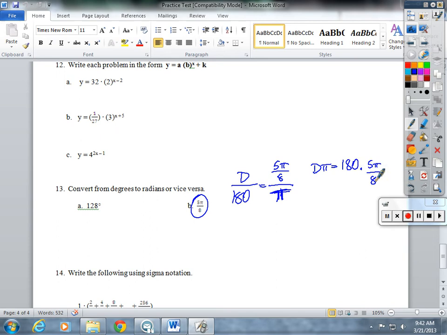All right, now luckily for us here, we have a pi on both sides. They cancel. So now we have 180 times 5/8. And again, I don't care if you use your calculator for that, or you could reduce it by hand. It doesn't matter to me. So we end up with 112.5 degrees. And decimals are okay because we're talking about degrees. All right, moving on.